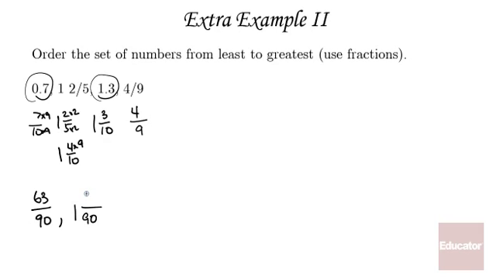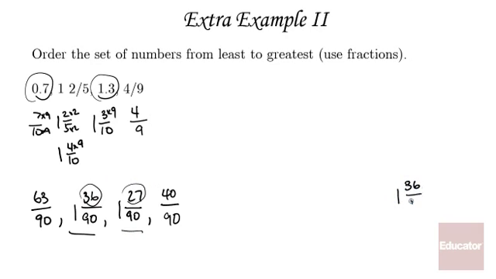4 times 9 is 36. Next, we have a 1 here. 10 times 9, 90, and 3 times 9, 27. And lastly, times 10, 40, and 90. So I've kept them all in the same order so that I can continue to compare them. So the largest would be the ones with the whole numbers, and 36 is larger than 27. So the largest is 1 and 36 over 90, which was originally written as 1 2/5.